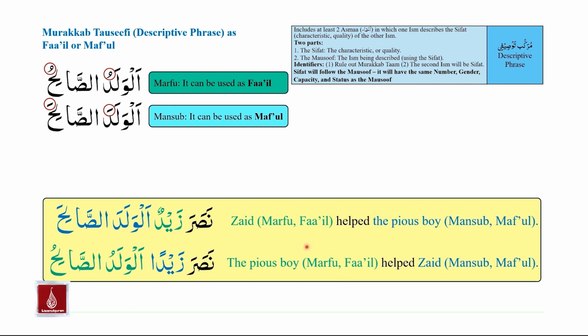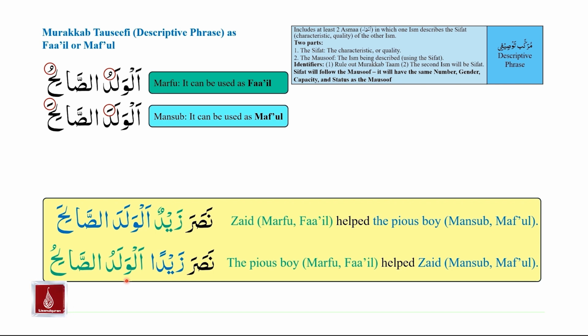So in this example, the roles are being reversed. Why? Because now al-waladu salihu, the pious boy, is marfu, and because it is marfu, it will be used as fa'il. On the other hand, Zaidan is mansub and therefore it will be the maf'ul. Zaidan in this example is the recipient of the action and al-waladu salihu is the one performing the action because al-waladu salihu is the fa'il.